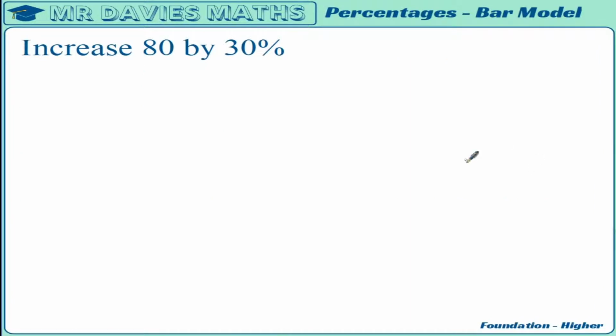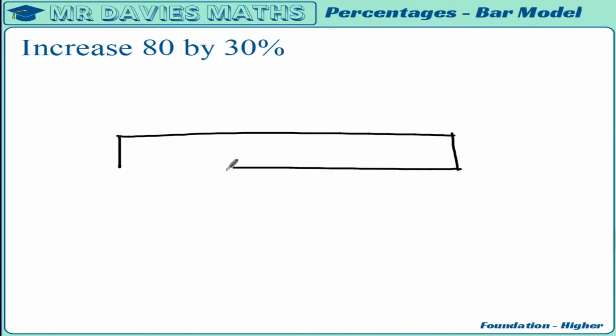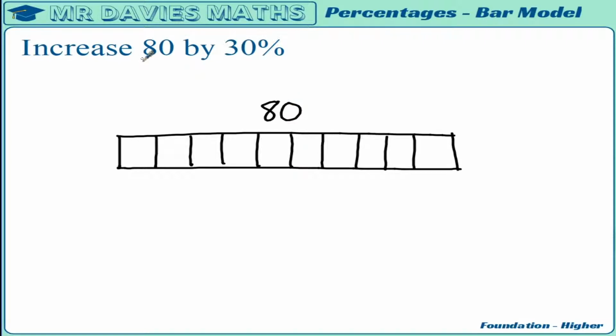Okay, so I'm now going to look at increase questions. I'm going to start off by having my 100% bar again. So, increase 80 by 30%. I've got my bar, as always, with my 10 boxes, and I've got 80 as my total. It says increase 80 by 30%.